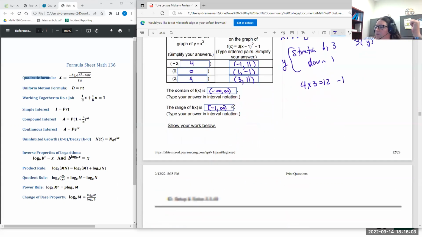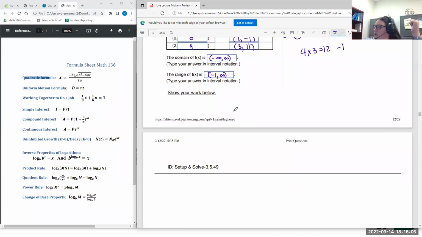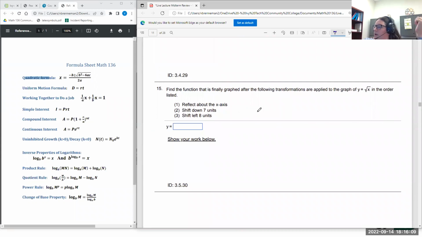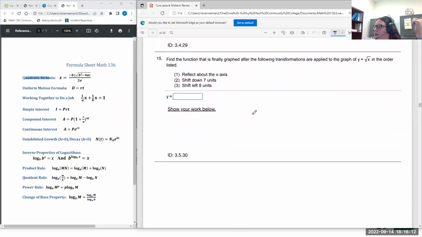So that brings me to the next question I want to look at, and that is writing the function. So we have here starting with y equals square root of x. Just one thing to say, make sure you pay attention to what the starting function is, because that square root of x, whatever transformations happen to it, it is still going to be a square root. It's not going to turn into a square, a cube, or anything like that. So if it says square root of x, your equation has got to have a square root in it.